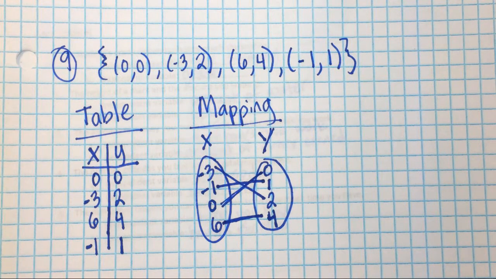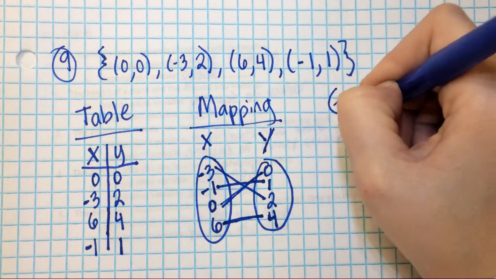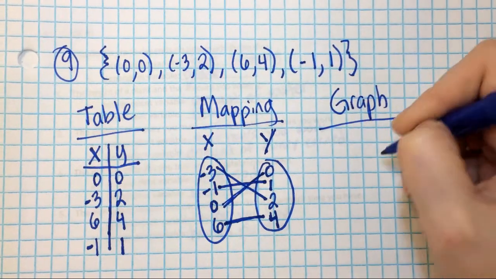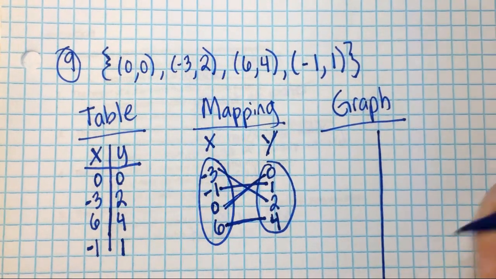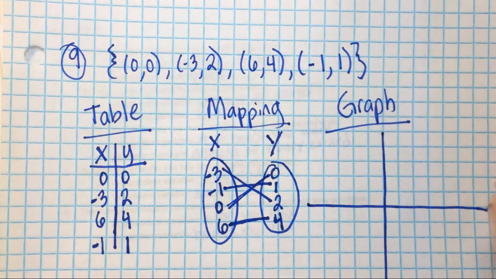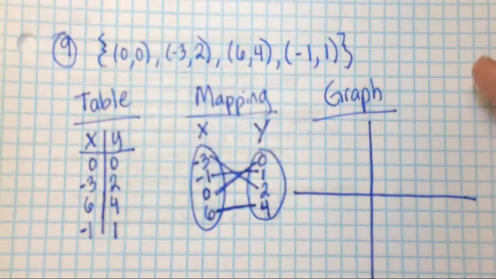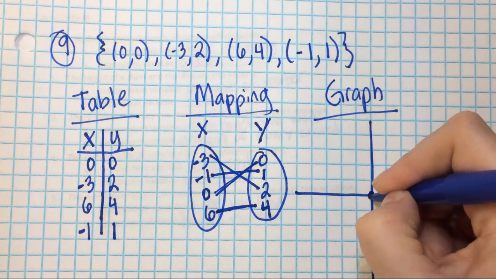And the last one is I'll do the graph. So you shouldn't need a very large graph for these, but draw your X and Y axis. And then we can plot the points. I'm going to go over how to plot points just because I need to make sure we're all doing it correctly. Okay, so first I have 0, 0. I know that that's at the origin.